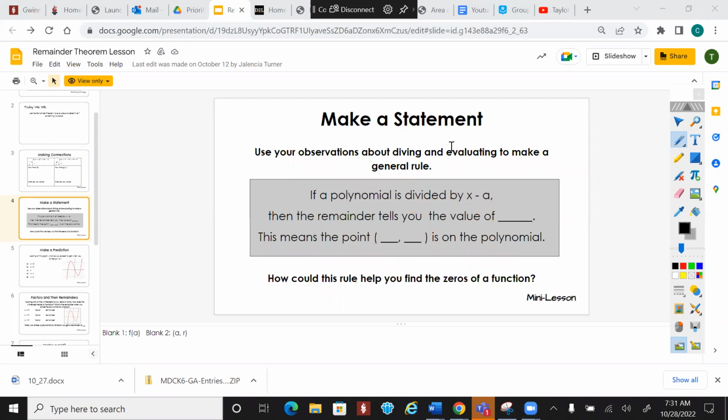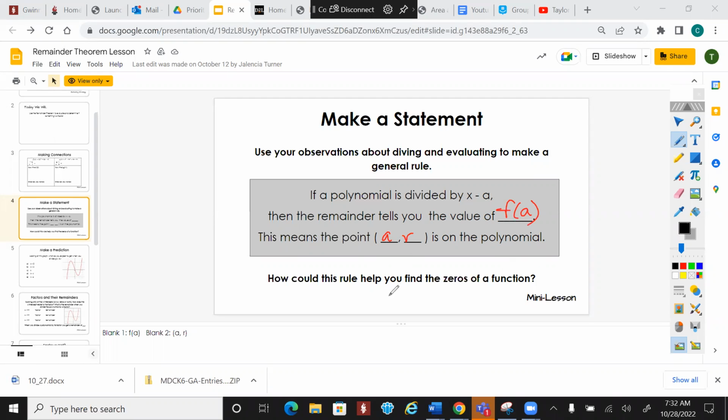So use your observations about dividing and evaluating to make a general rule. If a polynomial is divided by x minus a, then the remainder tells you the value of f of a. This means the point (a, f(a)) is on the polynomial. So this is telling you the value of f of a.